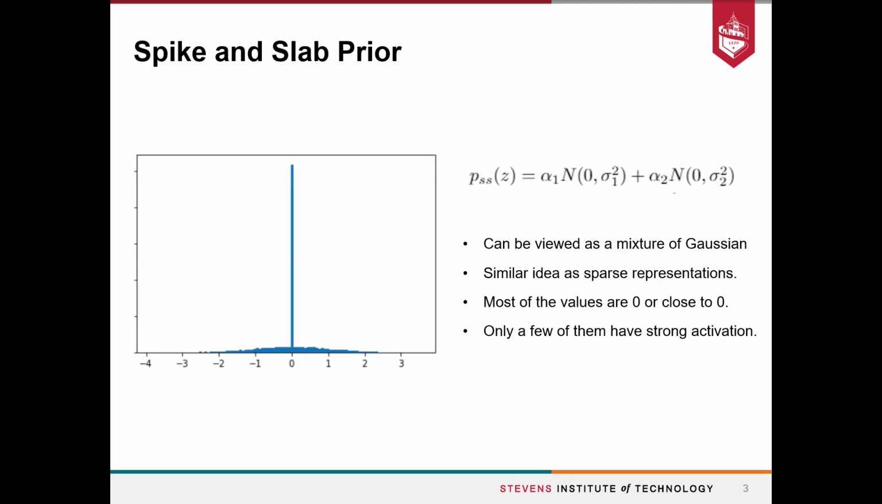In this work, we present a new learning method to use spike and slab distribution as our prior belief. Spike and slab distribution can be viewed as a mixture of Gaussian. It has a similar idea as sparse representations, where most of the values are 0 or close to 0, while only a few of them have strong activation. We will then show how to incorporate this prior into our model to enforce sparsity on the latent variables.